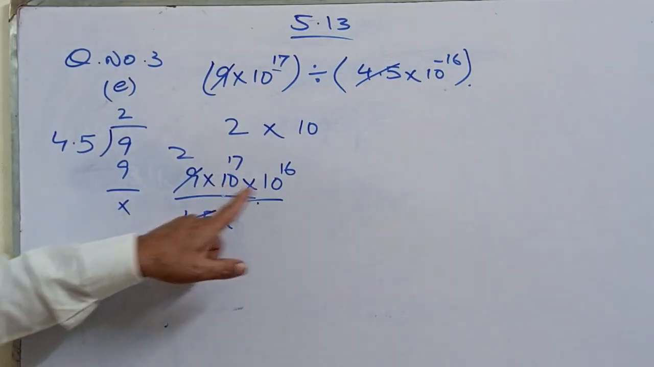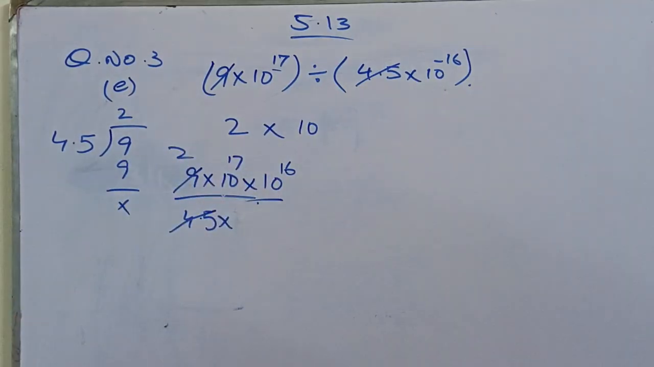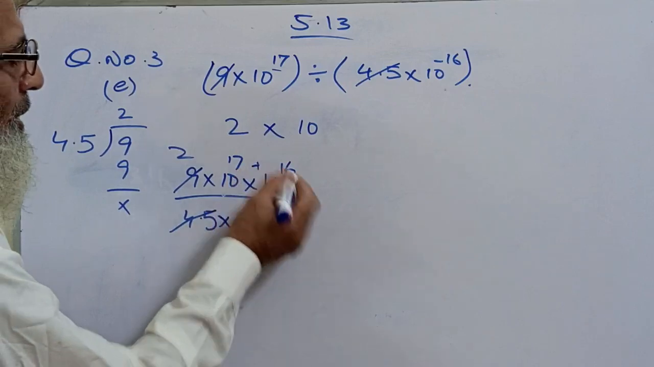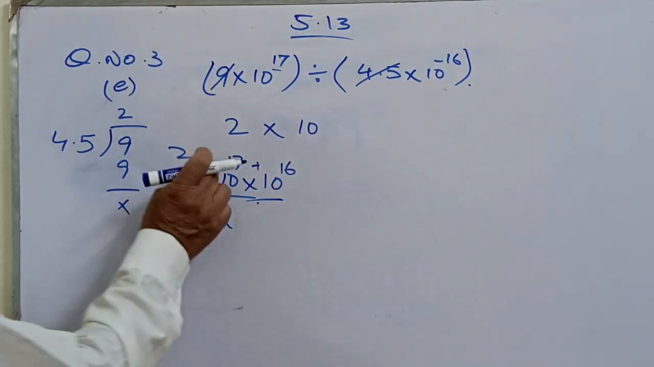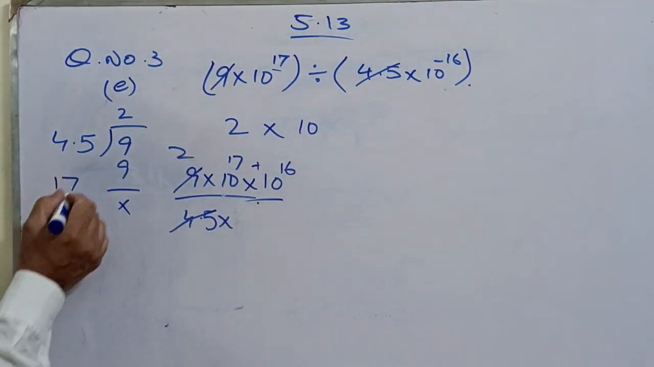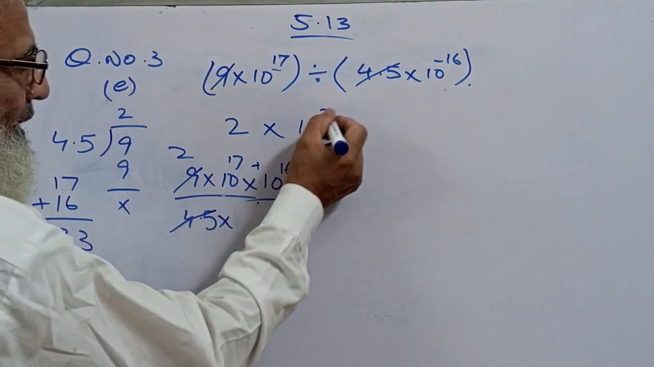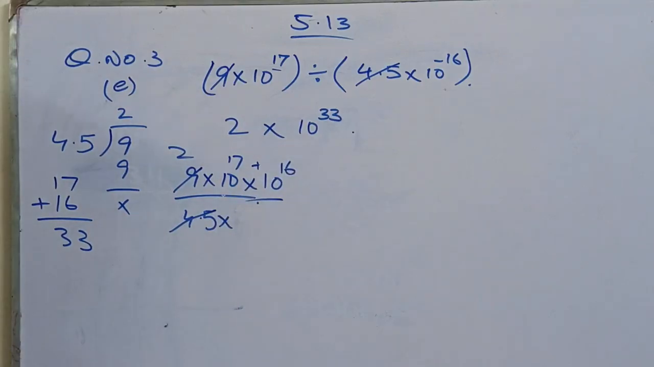Now you see that the bases are same, and when the bases are same and there is multiplication in between them, then what will we do? We sum up the powers. 17 and 16 when summed up are 33. So it was a very easy question.